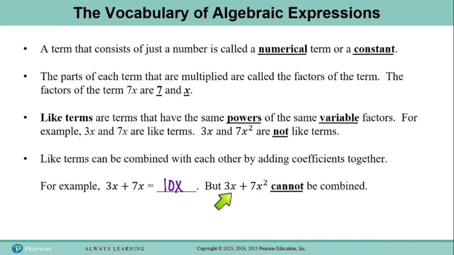But 3x and 7x squared cannot be combined. I have 3 of one thing, but I have 7 of a different thing. So I can't combine the 3 and the 7 and say that I have 10 of anything. These just cannot be combined, so they would remain separate terms.